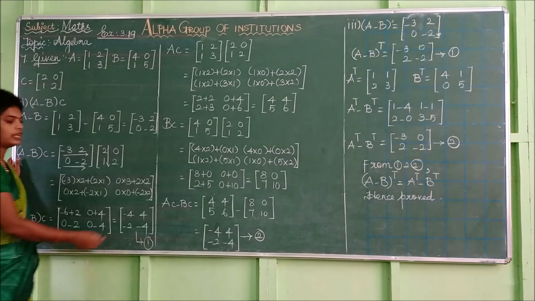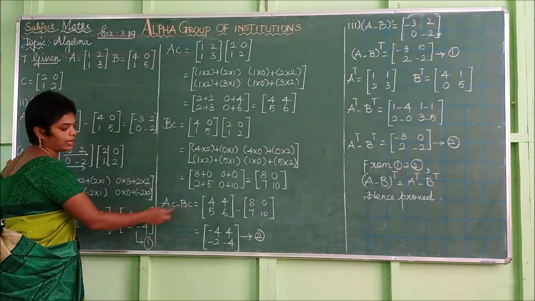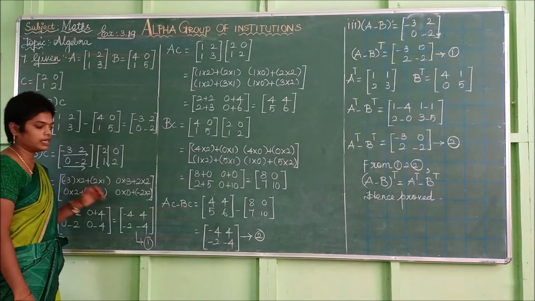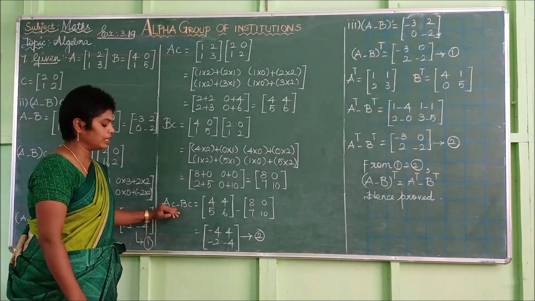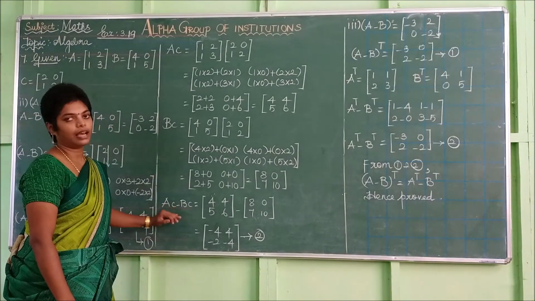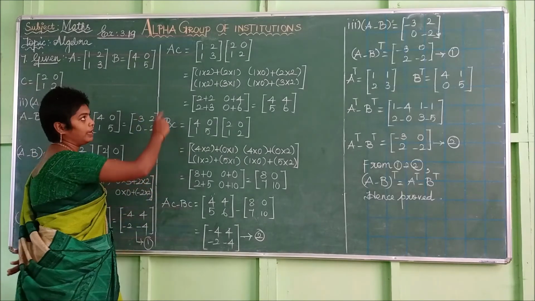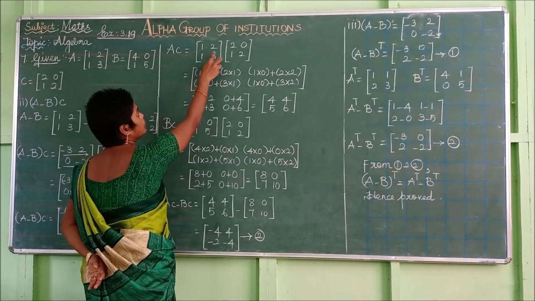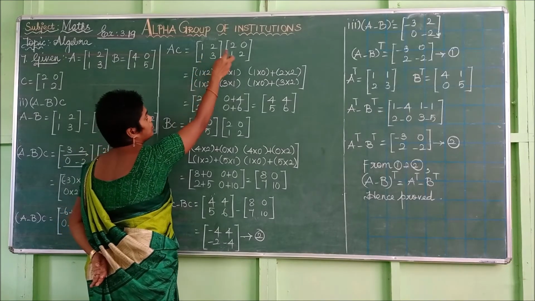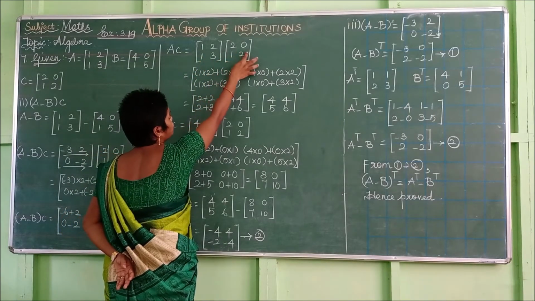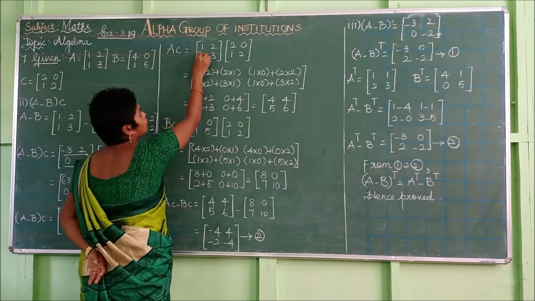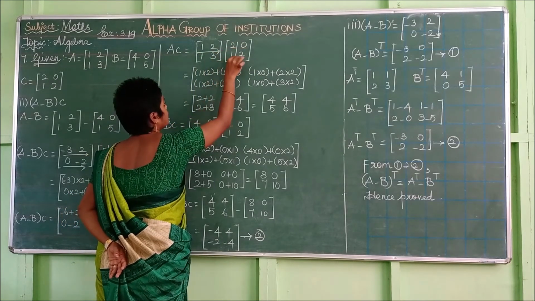So what is our right hand side? AC minus BC. For this you have to find AC and BC separately. Afterwards you can subtract. AC is equal to our A matrix 1, 2, 1, 3 times the C matrix 2, 0, 1, 2. So first row into the first column.